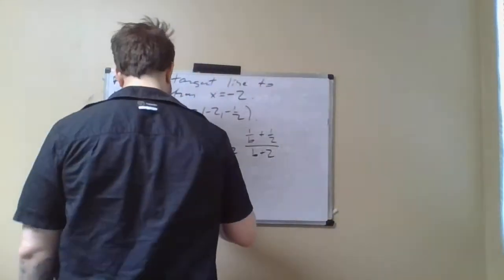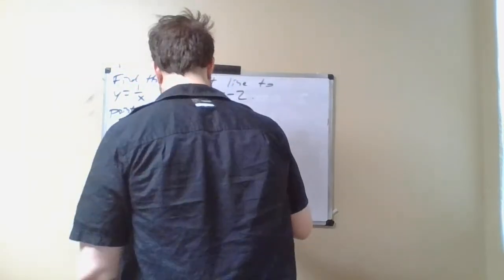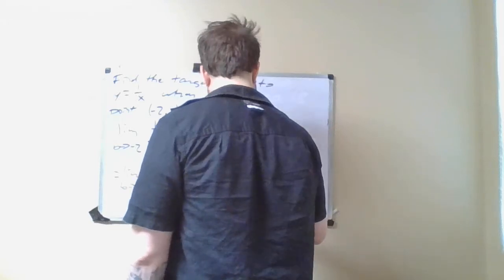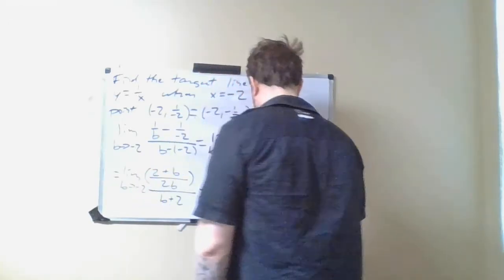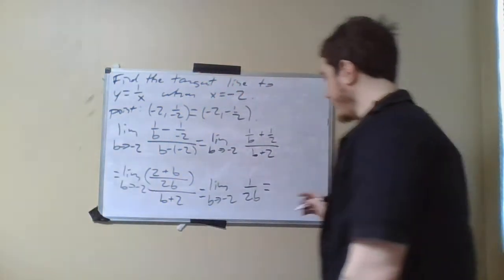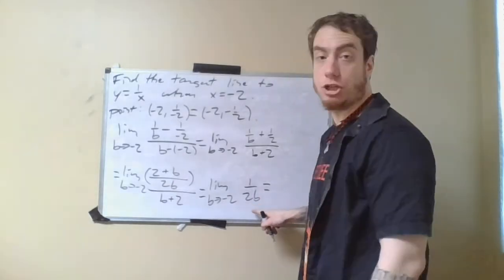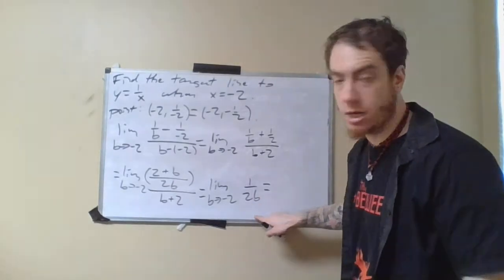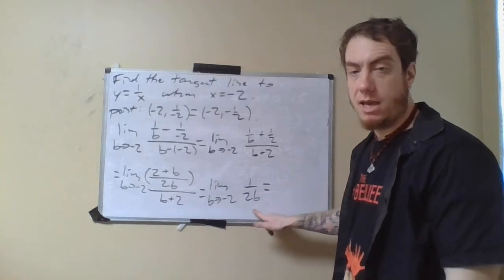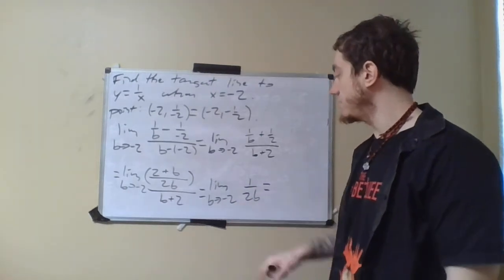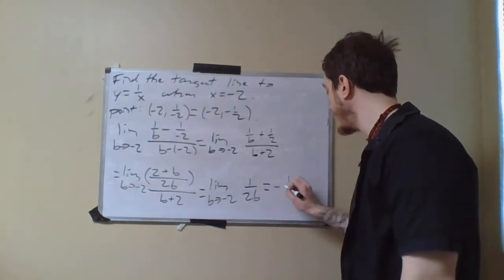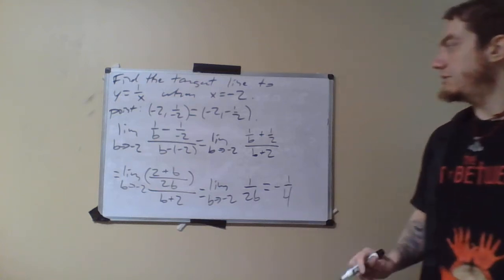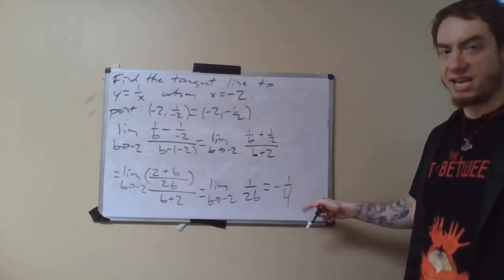Now, the b plus 2's cancel, and this becomes the limit as b approaches -2 of 1 over 2b, which I can now do by evaluation, because this is a rational function in terms of b, and the denominator isn't 0 if I plug in -2. So this becomes -1/4. This tells me that the slope here is -1/4.